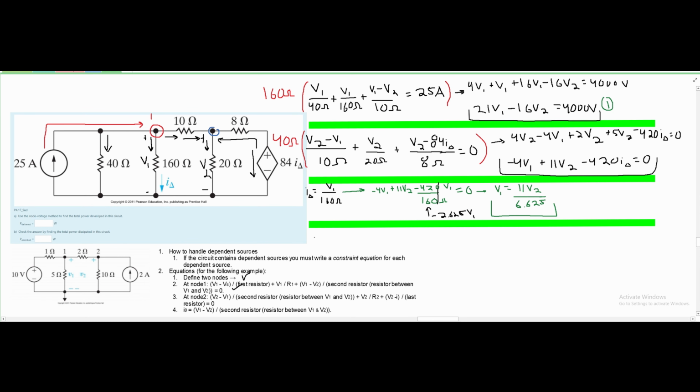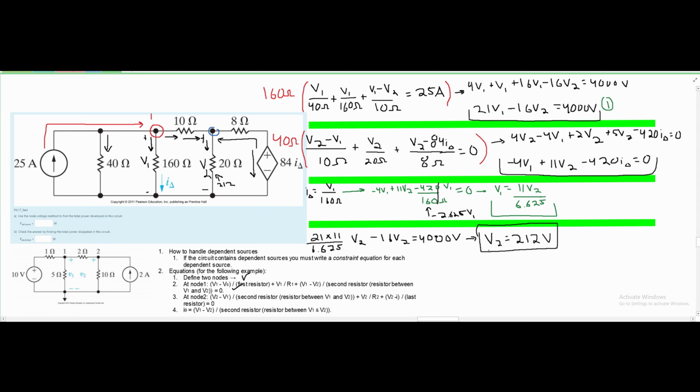Doing this, we're going to get a 21 times our 11 divided by 6.625 times V2 minus 16 V2 is equal to 4,000 volts. We're just going to combine our V2s and then divide. If we do this, we are going to get that our V2 is equal to 212 volts exactly. So this is the value for our V2. This is going to go right here.